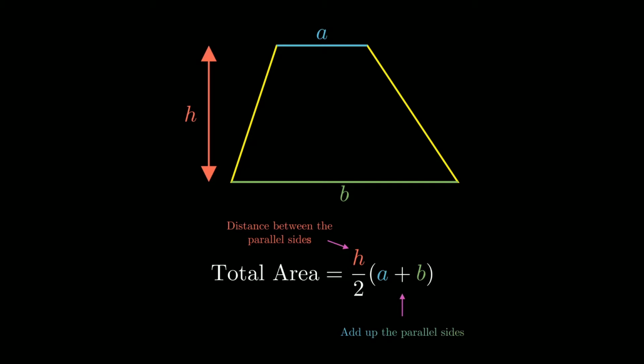But that was what we saw last time, and I make a big deal about what the A and B and H mean, because we'll be needing that very soon. So A and B are adding up the parallel sides, while H is keeping track of the distance between the parallel sides, how far apart they are. Okay, that's going to be real important in just a moment.